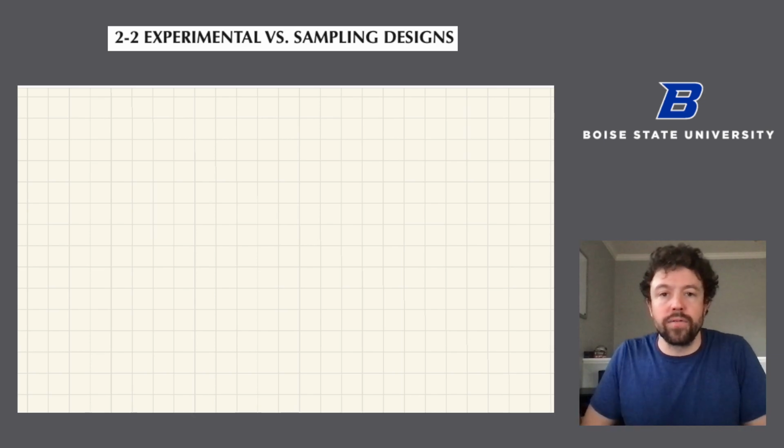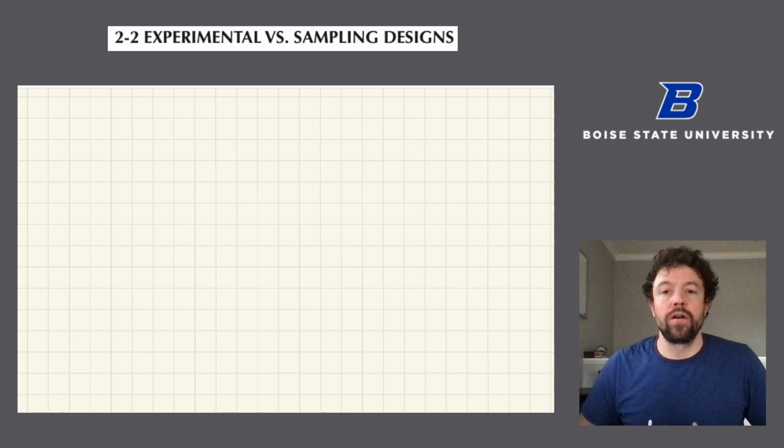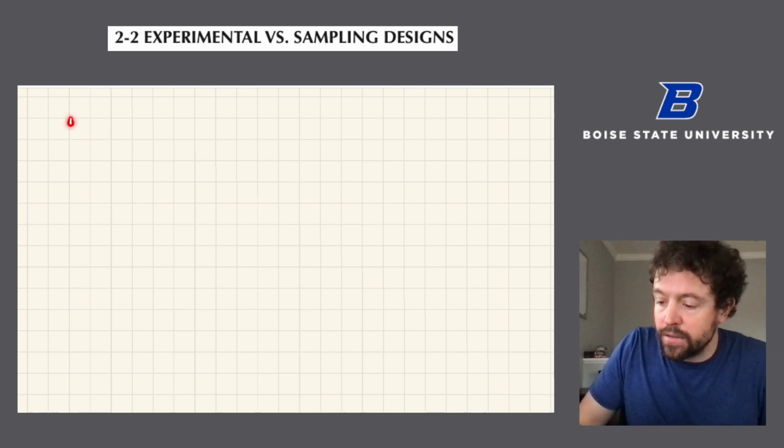In section 2.2, we're going to look a little bit more in depth at experimental designs versus sampling designs. And in this section, we're going to talk about some of the characteristics of experiments a little more than we did last section, some of the considerations that come into play. But in particular, one thing that we're really going to look at that will come up over and over again in this course is this notion of randomization.